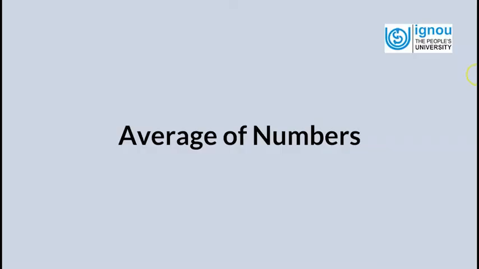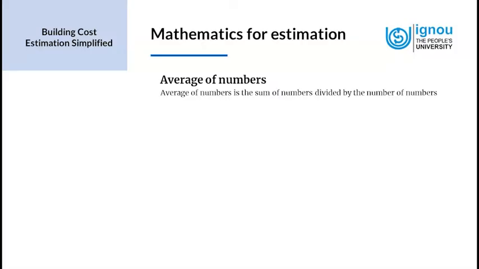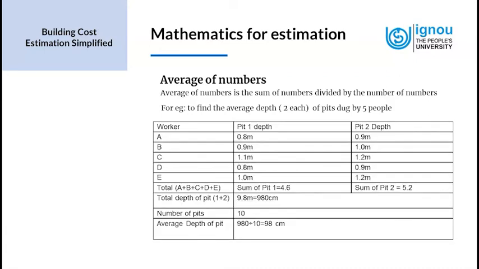Next, we learn an important concept, which is the average of numbers. We would often use it for finding the average value of different tasks. Average of numbers is the sum of numbers divided by the number of numbers. Example, to find the average depth of pits dug by 5 people. 5 people have been assigned to dig 2 pits each. So how do we find the average depth of a pit? This is a very simple example. Let's look at how we do it.